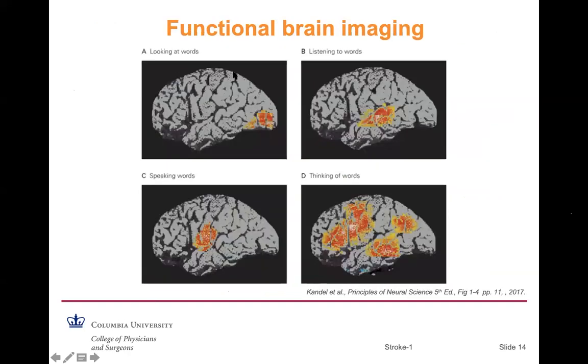Now, this is a functional MRI. This is a real-life functional MRI of the brain that shows how the brain reacts in response to instructions. In this first figure, A, the individual is told to look at words. Remember, this is a lateral view, and this is the posterior part of the brain. This red area is the area that's lighting up on that functional imaging. So looking at words, the occipital lobe, which is involved in vision, lights up.